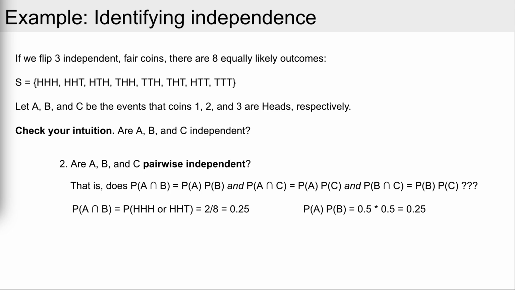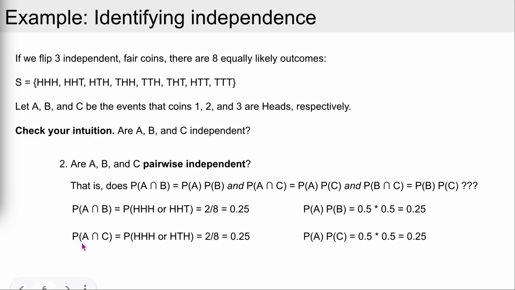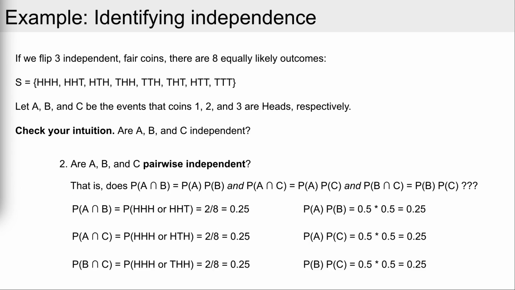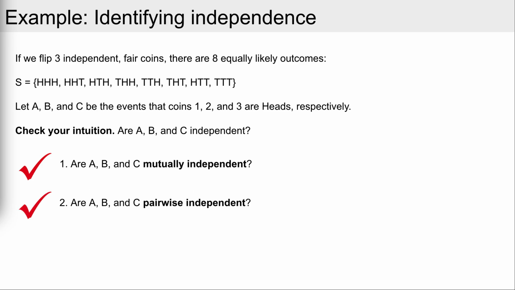We can similarly establish that the pair A and C is independent, since the probability of their intersection is equal to 0.25, which is also equal to the product of their probabilities, and similarly, that the pair B and C is independent. Thus, we've shown that A, B, and C are pairwise independent. Stepping back, we've shown that A, B, and C are both mutually independent and pairwise independent. Thus, in conclusion, we can say that the set of events A, B, and C are indeed independent.